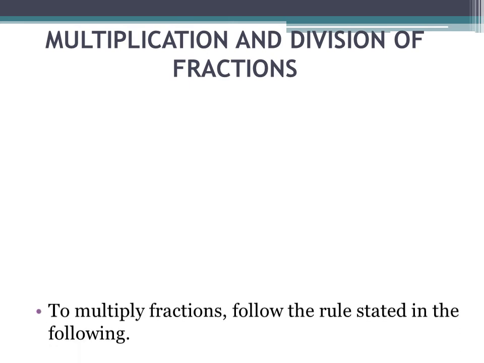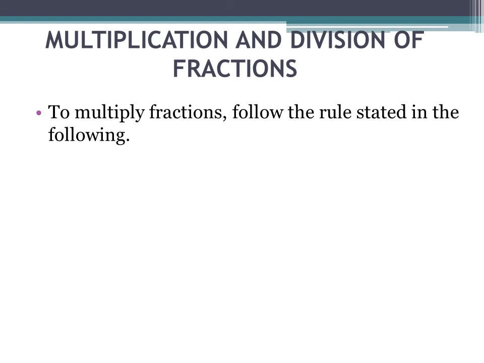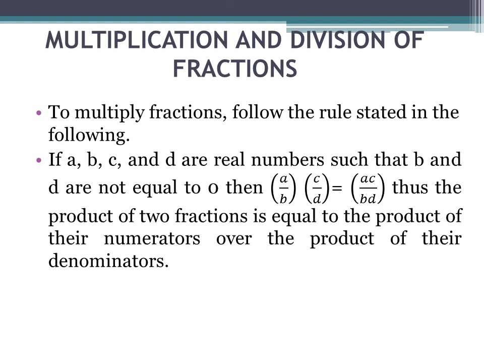Let's proceed with multiplication and division of fractions. To multiply fractions, follow the rules stated in the following. If A, B, C, and D are real numbers such that B and D are not equal to 0, then A over B times C over D is equal to A times C all over B times D. Thus, the product of two fractions is equal to the product of their numerators over the product of their denominators.